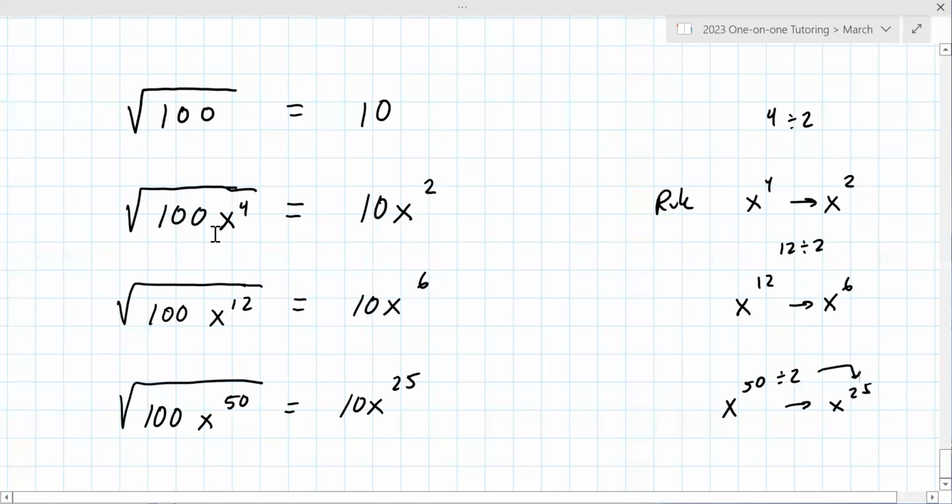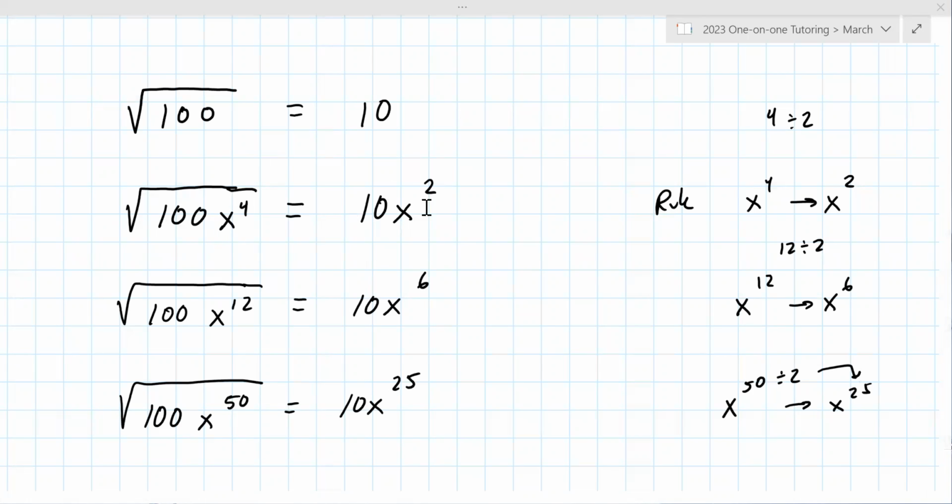You take the exponent and you cut it in half. Do you see that? Uh-huh. So what would this be? Just hang on. Just let that sink in, that you can take the exponent and cut it in half. Write this down.